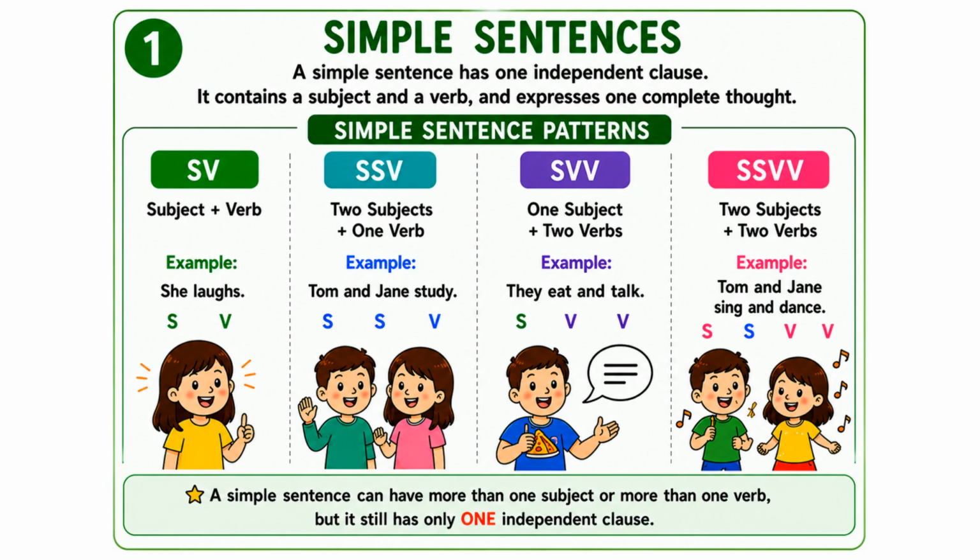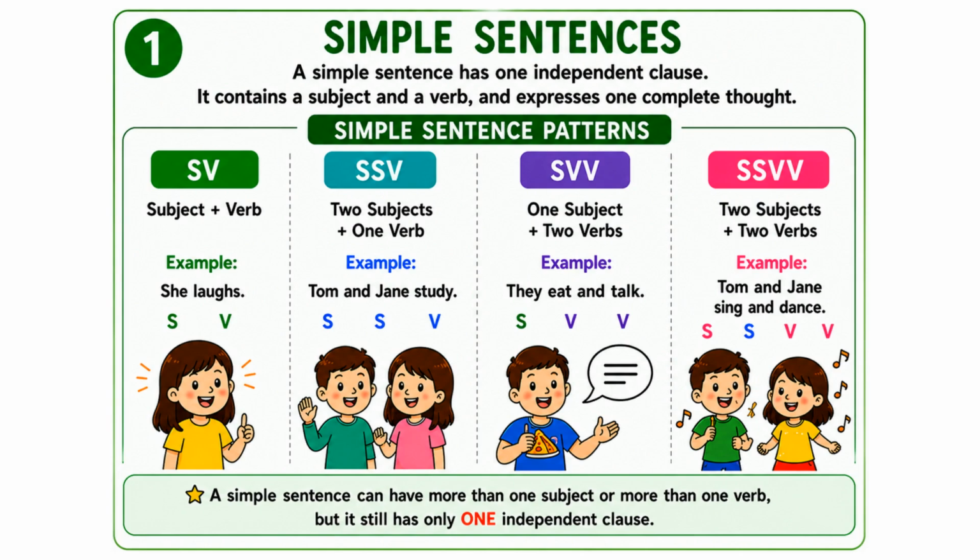Then we have SVV, which means subject plus verb. For example, they eat and talk. They is the subject, while eat and talk are 2 verbs. Again, it is still a simple sentence, because we have only one independent clause. Finally, we have SSVV, which means subject plus verb. For example, Tom and Jane sing and dance. Tom and Jane are the 2 subjects, and sing and dance are the 2 verbs.